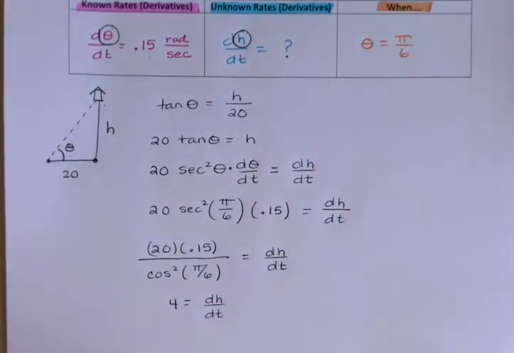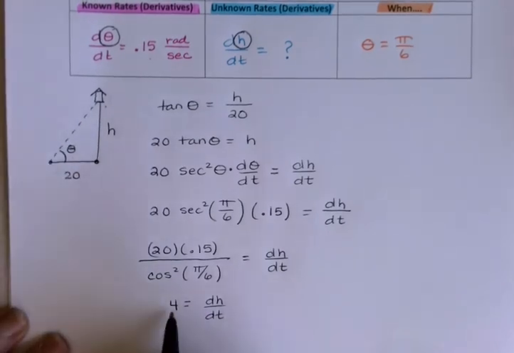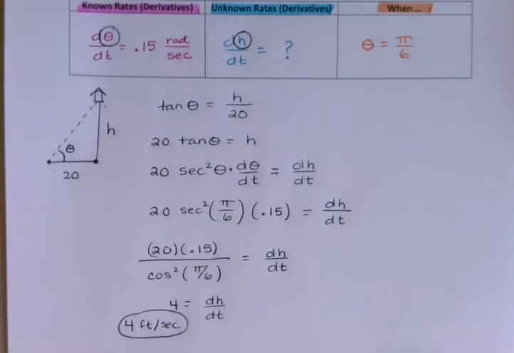And let's see, distances in this problem, I think we're in feet, right? This was 20 feet. So since this is the rate of change of height, that would actually be 4 feet per second is the speed of the rocket at that moment. All right, that brings us to the end of Unit 3, Topic A.